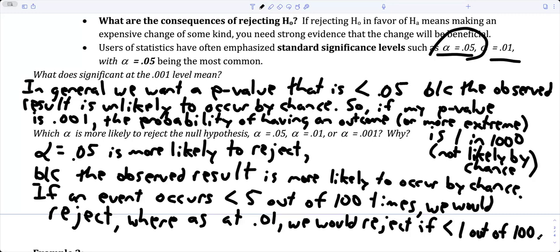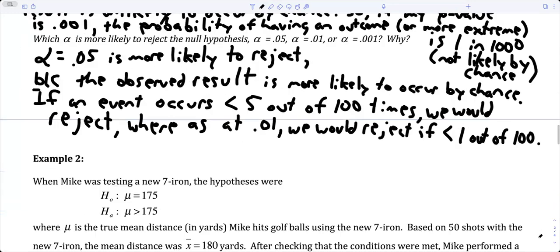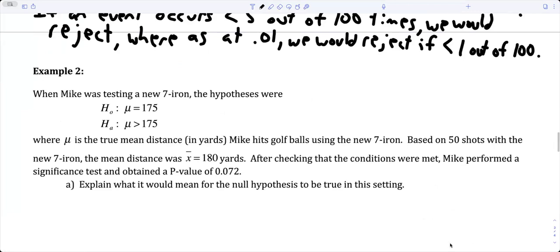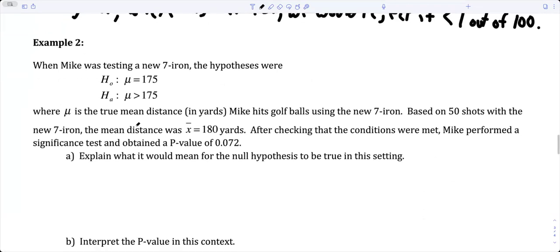So turn the page. Let's look at this. So we wrote this down, mu equals 175, and then mu is greater than 175, where mu is the true mean distance in yards Mike hits the golf ball. Based on 50 shots with the new 7-iron, the mean distance was 180 yards. And after checking that the conditions were met, we do a significance test and we get a p-value of 0.072. Explain what it would mean for the null hypothesis to be true in this setting.